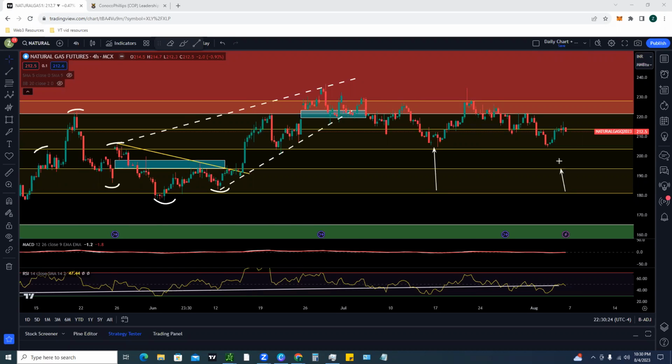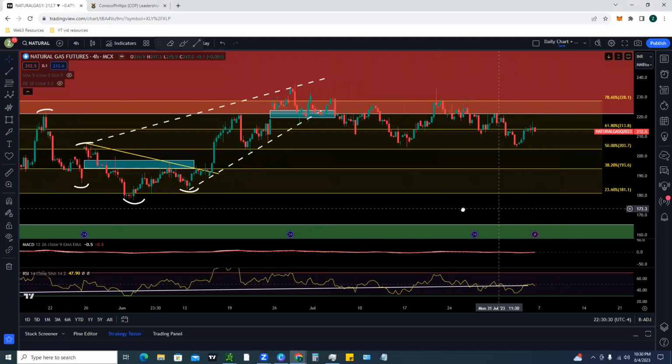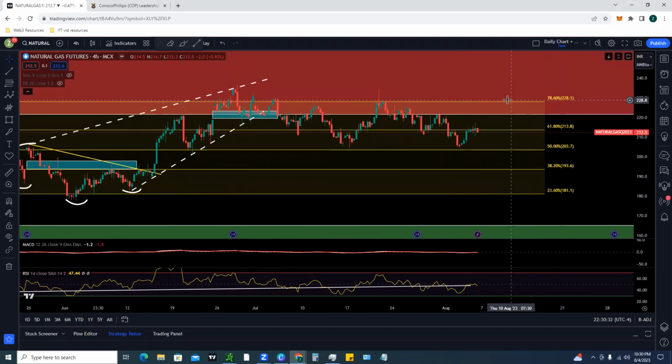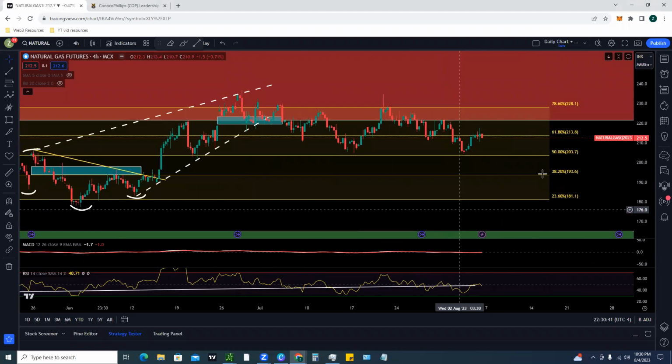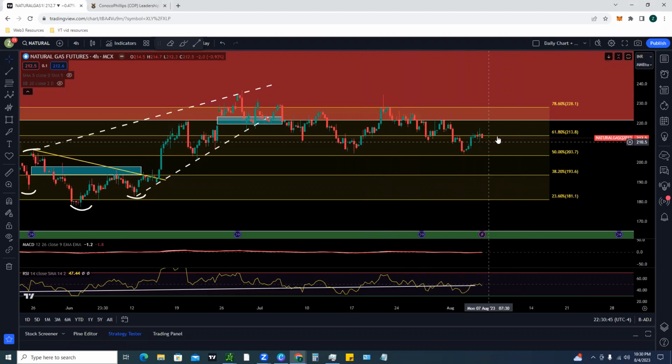So here's a bottom, here's another bottom right here. If we are able to break through our neckline, which is essentially going to be this level here, 228.1, and this is on the MCX. This is the MCX natural gas futures. This is just what I like to use on my TradingView. And if we can break through there, then that's going to be the neckline of our double bottom.